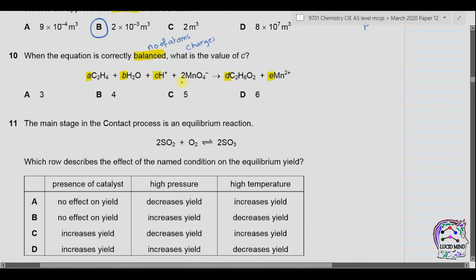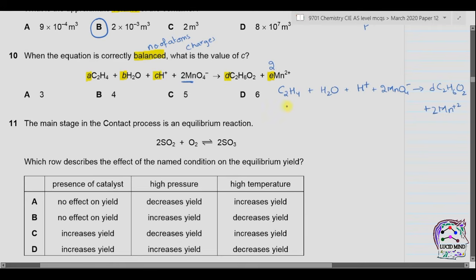As we know that there are 2 manganese atoms on the product side, we can balance the manganese ion by writing 2 in the place of E. Writing the chemical equation again, we have C2H4 plus H2O plus H plus 2MnO4 minus gives C2H6O2 and 2Mn2 plus.